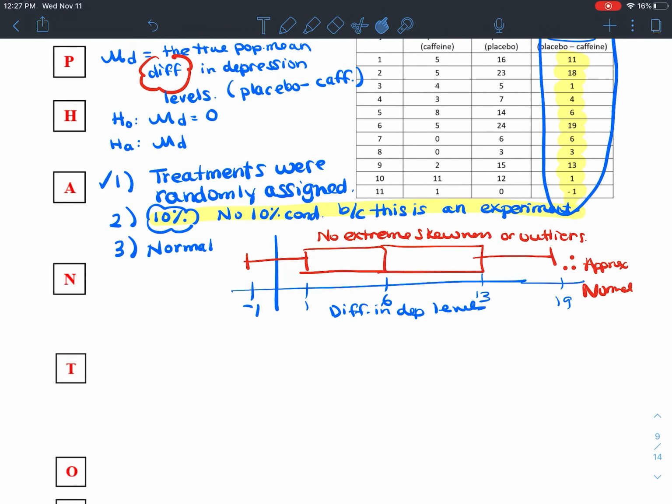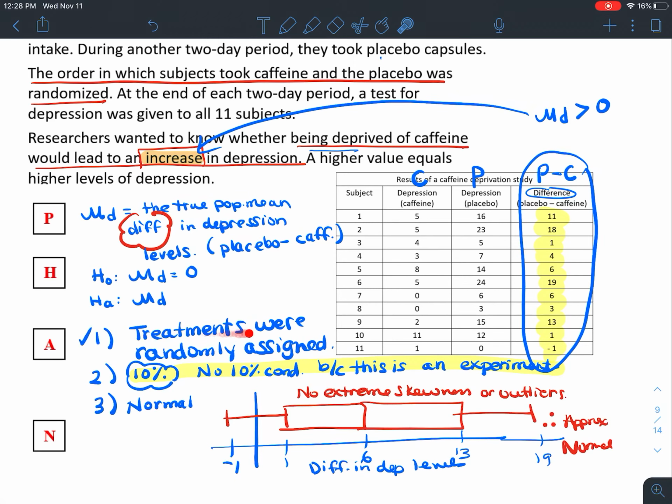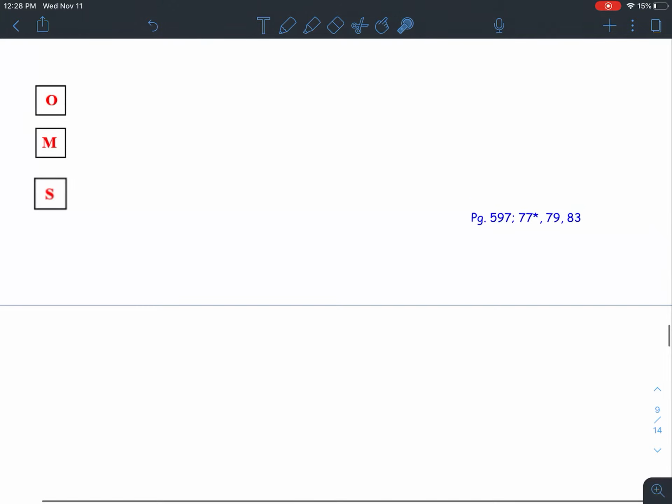This would be considered a paired t-test, and we would probably need to do the one variable stat again in order to draft our t-value, etc. Okay, but the main thing was you acknowledging that if it's an experiment, you just say the treatments were randomly assigned, and you'd completely pass over that 10% condition. Okay, I believe there are a few problems listed here at the bottom that you could go ahead and try that go along with this video.